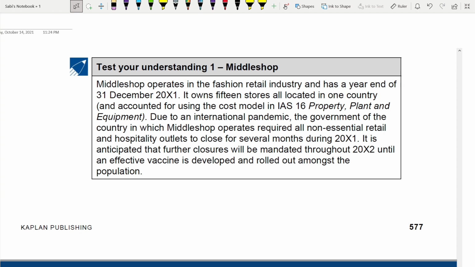Middle Shop operates in the fashion retail industry and has a year end of 31st December 2001. It owns 15 stores all located in one country, and they are using the cost model under IAS 16. Due to an international pandemic, the government of the country in which Middle Shop operates required all non-essential retail and hospitality outlets to close for several months during 2001. It is anticipated that further closure will be mandated throughout 2002 until an effective vaccine is developed and rolled out amongst the population.